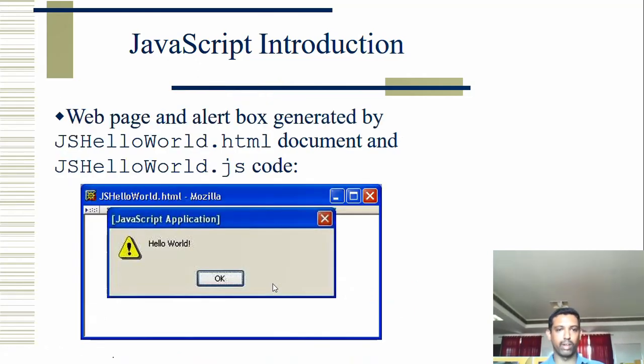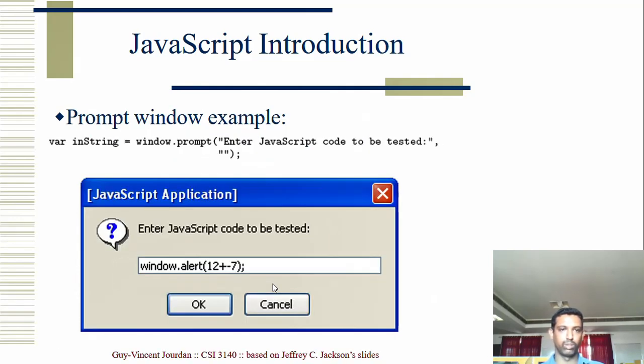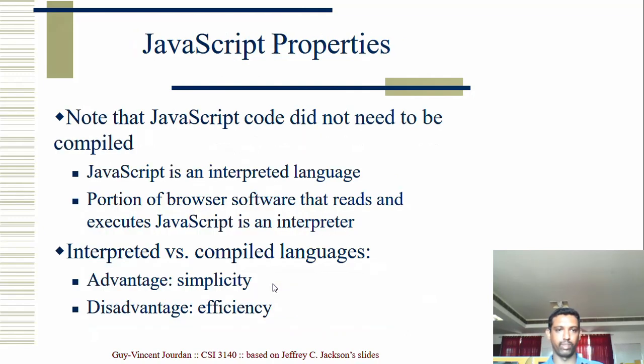So this is the output of the hello world program. Then a prompt window will be displayed after executing the program. So this is the prompt window. Here we can give a variable, string equal to window.prompt, with the text: enter a JavaScript code to be tested. So whatever code we are going to test, we can enter over here. Then we can click OK.